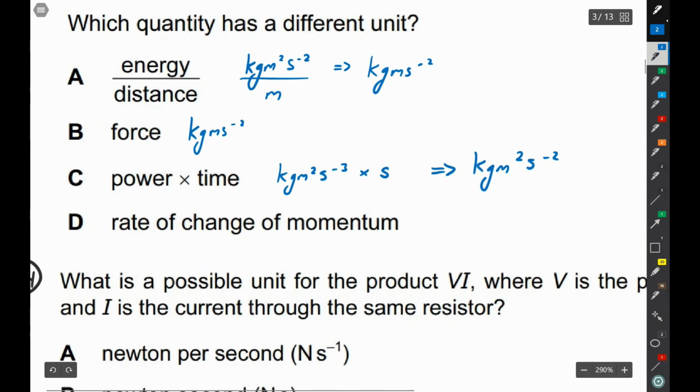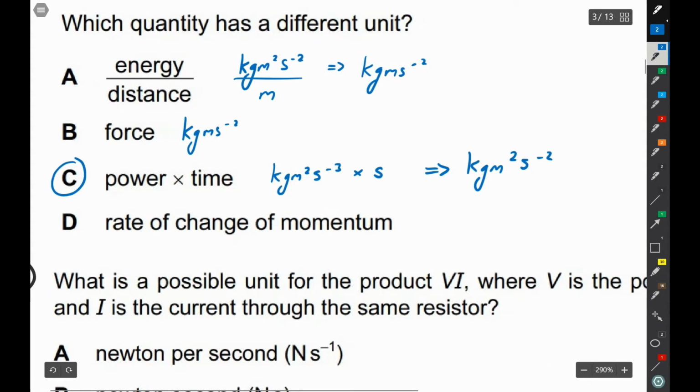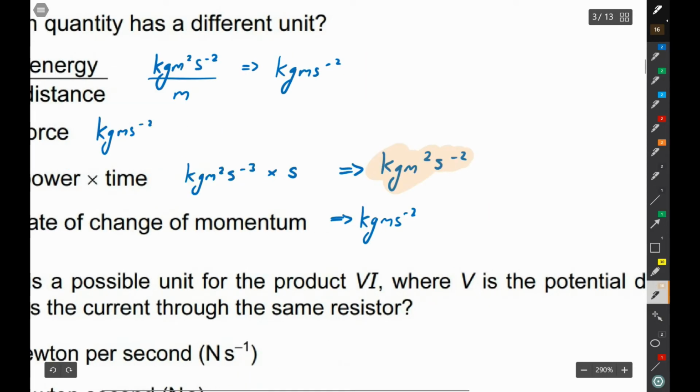ठीक है. So the first two are correct. The third one is different. So correct is, like, apparently the option is C. फिर भी हम option D देखते हैं. Rate of change of momentum क्या होता है. देखो, momentum force की definition होती है. Dynamics में पढ़ेंगे कि force की definition होती है rate of change of momentum. So force is the rate of change of momentum, and force के units होते हैं kg m s minus 2. So yes, option C is different and that is the correct answer.